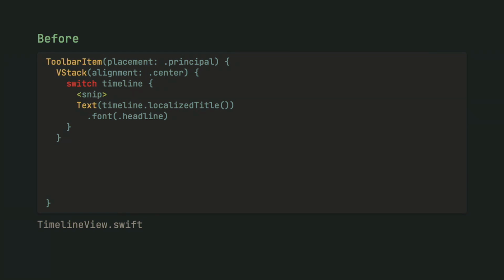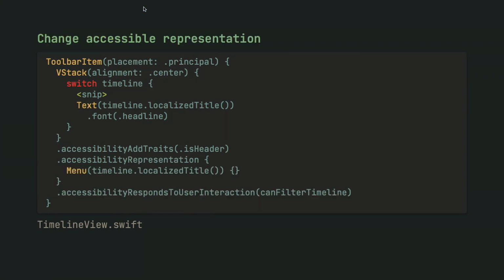To be able to tell people that this is a header and that it's interactive, we can simply add the trait header. Easy enough. But to really contextualize what it is that this button does, we have to use the SwiftUI accessibility representation modifier and change it to present as a pop-up button. What this does is it adds a private trait that will be read by the screen reader as pop-up button and give a contextual hint about what will happen.